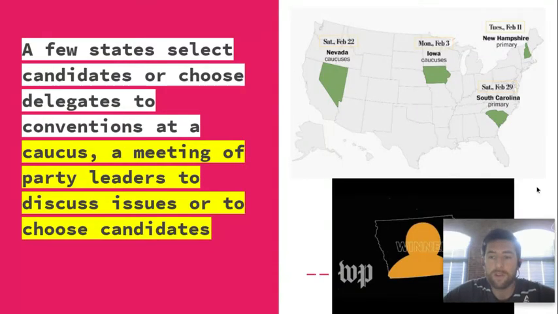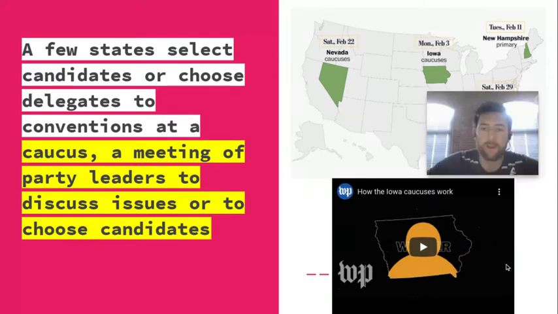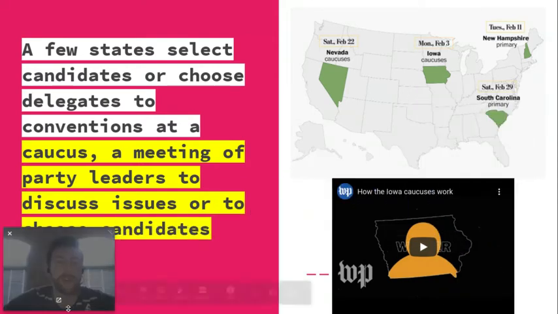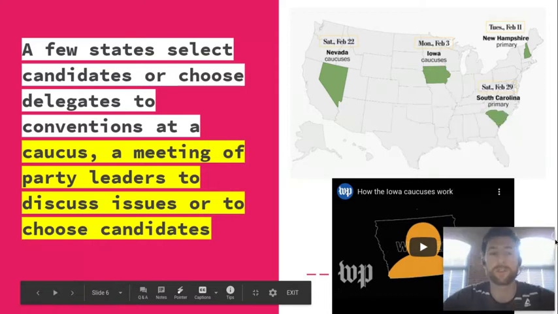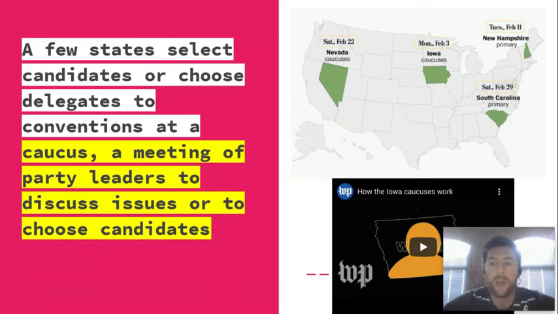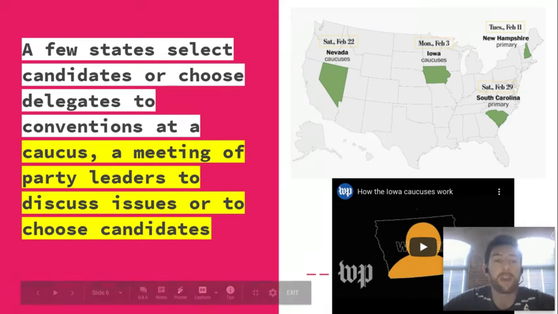So there are different ways that people go about voting. Most states do it one particular way. We call those direct primaries, and we'll get into that in a minute. But before we get there, there are a few states that are involved in what's called a caucus.